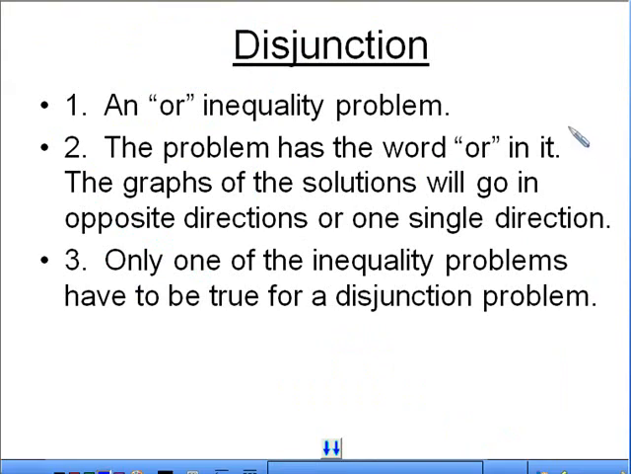Now a disjunction. A disjunction problem is an OR problem. It is an OR inequality problem. The problem has the word OR in it, and the problem will be separated for you already, so it's a little bit easier than a conjunction. The graphs of the solutions will go in opposite directions, or one single direction. So keep that in mind. And only one of the inequality problems has to be true for a disjunction problem. You'll understand what that means when we go over the problem.